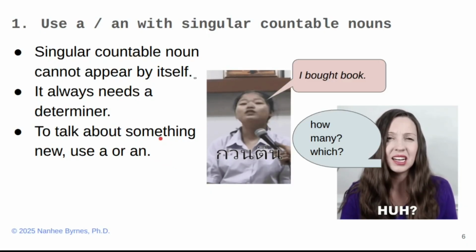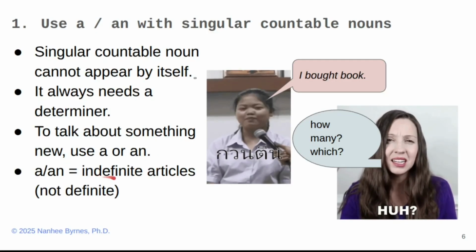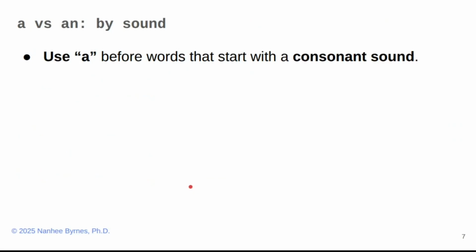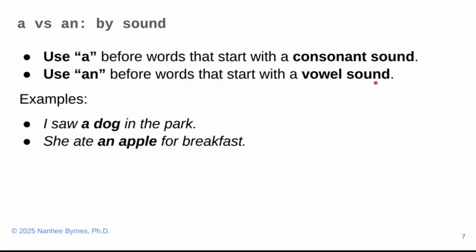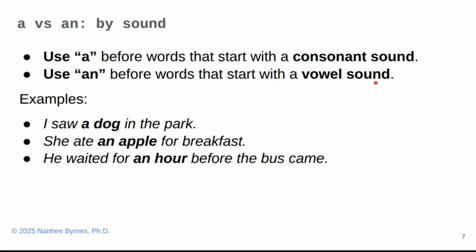Now, when you're talking about something new, something your listener doesn't already know, you use a or an. We call these indefinite articles because they refer to something not yet definite or specific. Here's the basic rule. Use a before words that begin with a consonant sound, and an before words that begin with a vowel sound. For example, "I saw a dog in the park." "She ate an apple for breakfast." "He waited for an hour before the bus came." "She goes to a university in London."